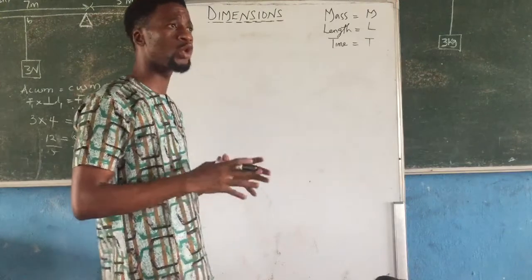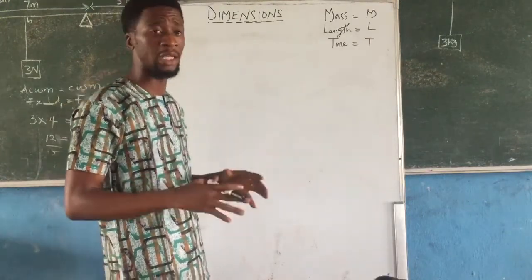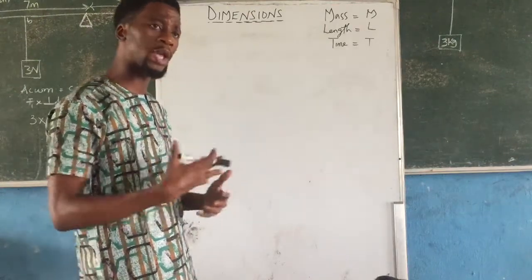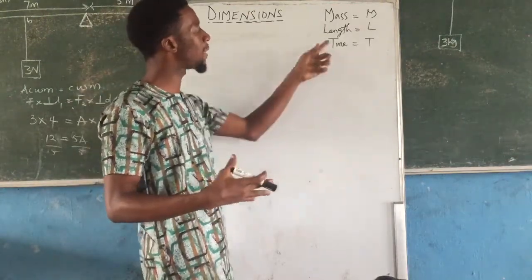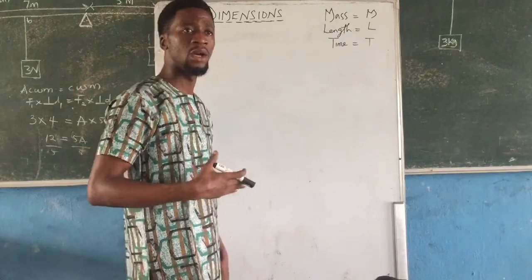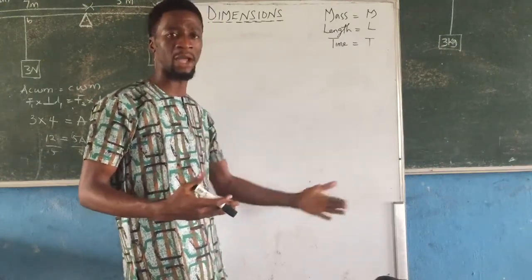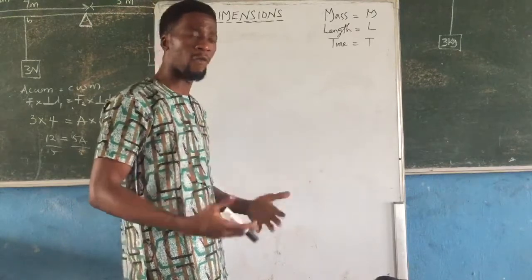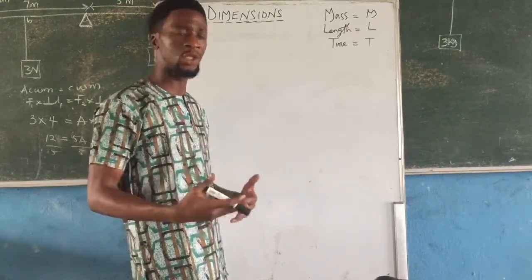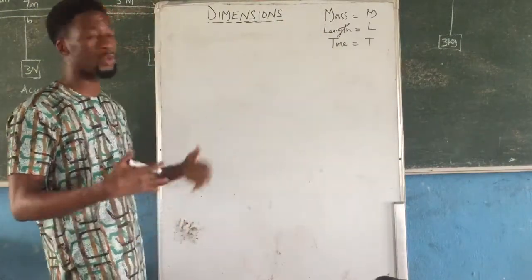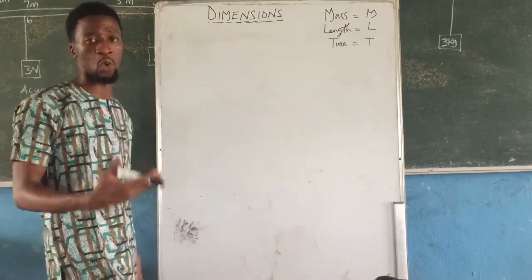So one secret you should know is that when deriving dimension, basically you are making use of mass, length, and time. You are looking for a way to explain how mass, length, and time is related to pressure. How can we relate density to mass, length, and time? How can we relate force, acceleration, momentum to mass, length, and time? So today, like I said, I'll be teaching you how to derive the dimension of several physical quantities.